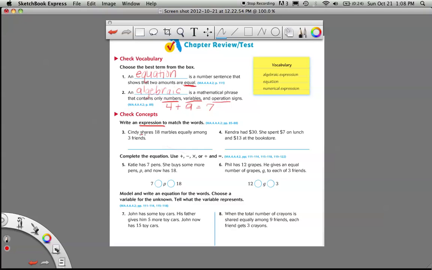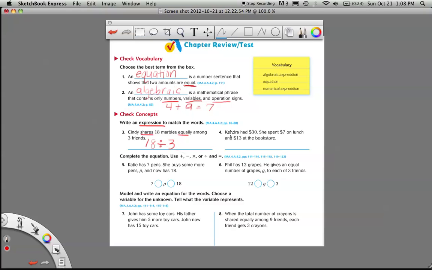So Cindy shares 18 marbles equally. Shares equally, we've been working on our math words, and we know shares equally is division. She shares 18 equally among 3 friends. That one's pretty easy. 18 divided by 3 is our expression.